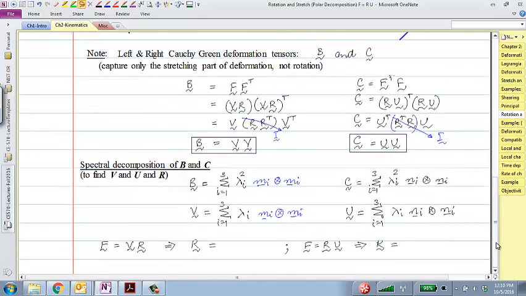All right. So with all of that, finally we have devised a way to find V and U. So if I have the map phi, I can find F. From F, I can find C. From C, I can find U. From F I can also find B, which would be F F transpose. From B, I can find V, like this. And finally, we have to find R. How do we find R?